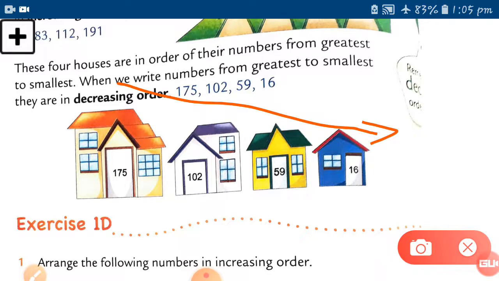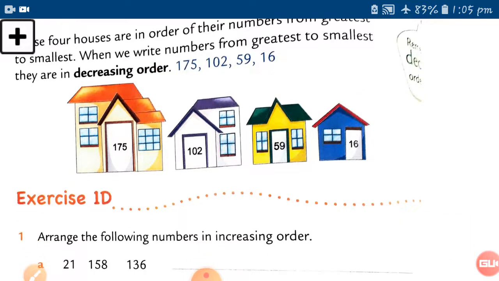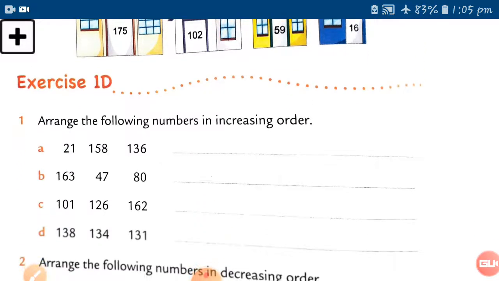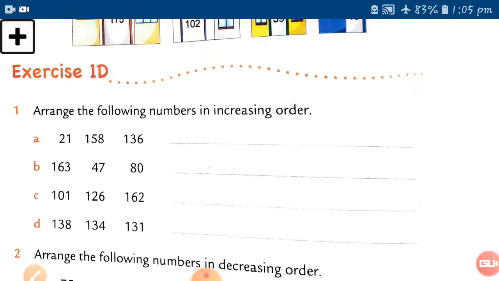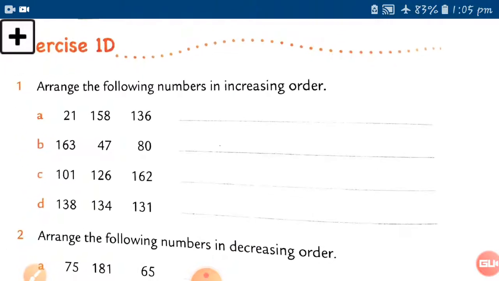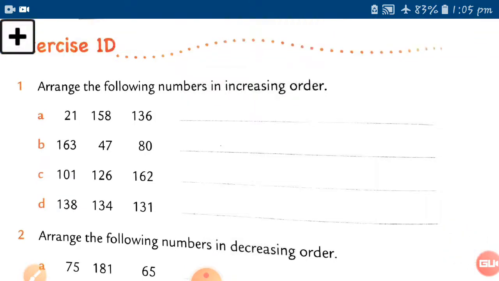You have to take the first big number. Okay, this is the greatest, the big value. Now this is the exercise of your book. Okay, see, this is the exercise of your book, and we are going to solve it now.